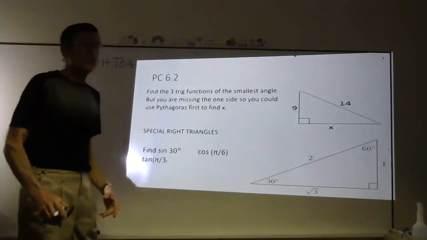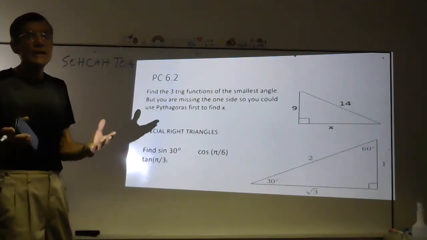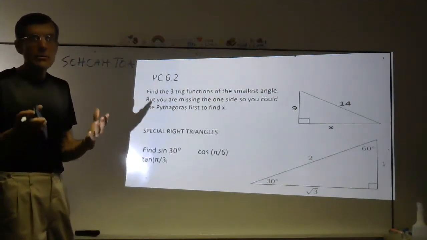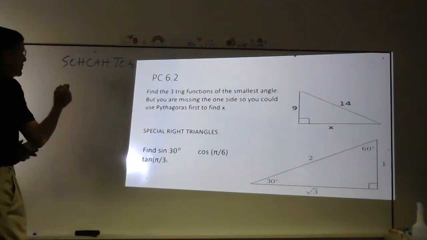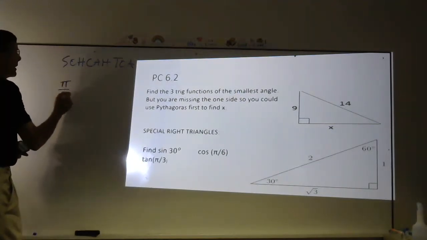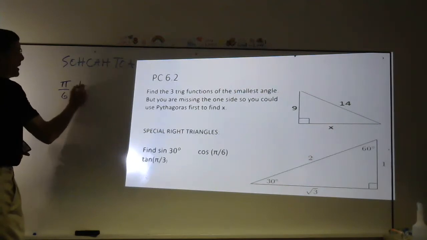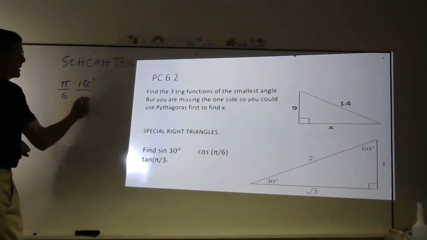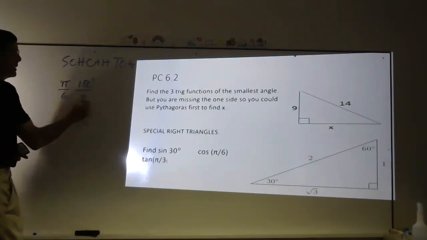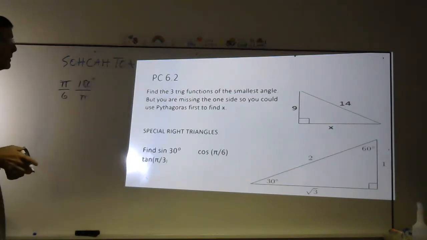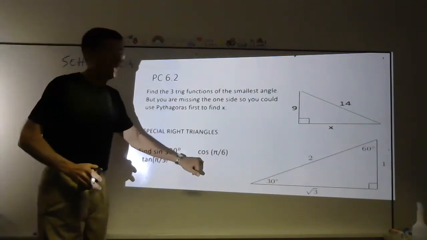Cosine of pi over 6. Pi over 6 is radians, so let's change it to degrees. We want to get degrees, we want to get rid of the pi's. They go away, 6 into 180 is 30. So pi over 6 is really 30.